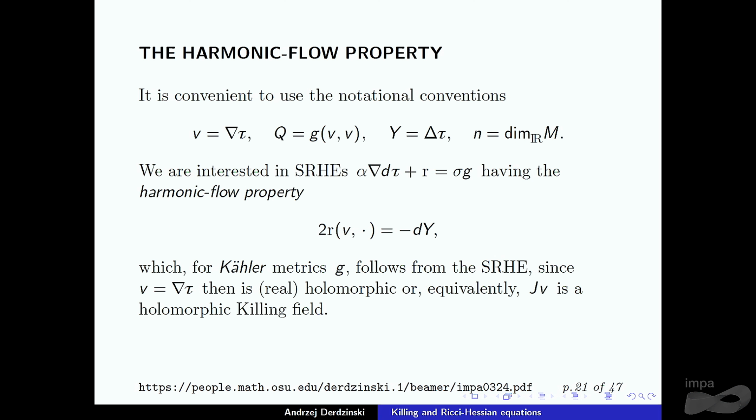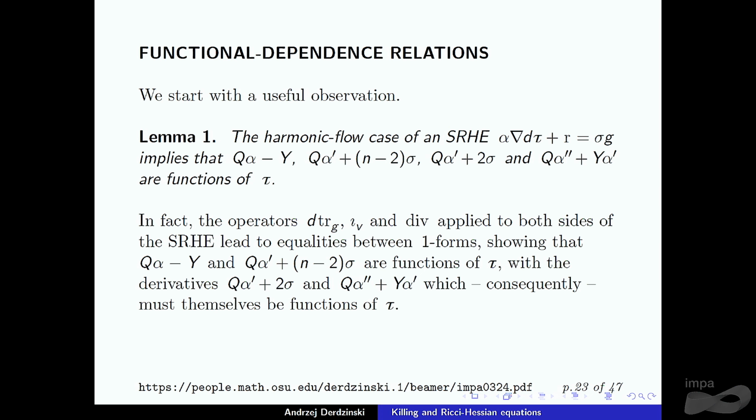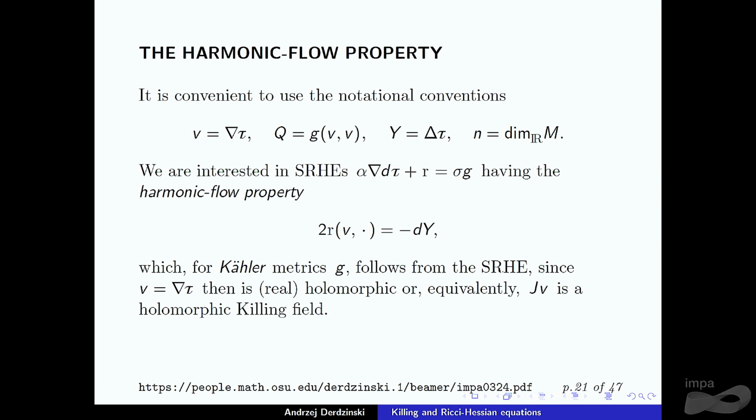First of all, let me introduce some notations. I will use throughout the following notations. V will stand for the gradient of our function. Q will be the norm squared of that gradient. Y will be the Laplacian of the function in question, hence the real dimension involved.